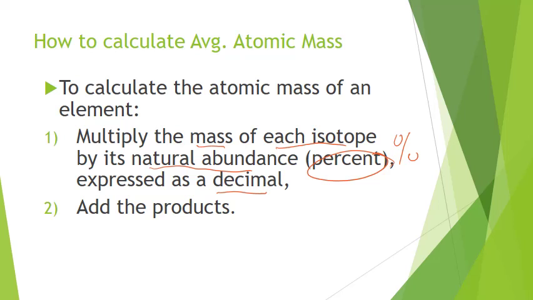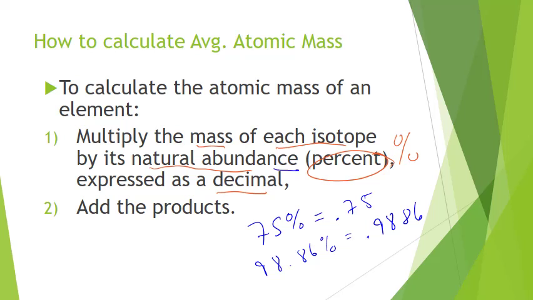Just as a quick review, let's make sure we're all clear on percent. If you had 75%, that is equal to 0.75. Or 98.86% is equal to 0.9886. So that is the natural abundance as a percent, or expressed as a decimal. And then we add the products.